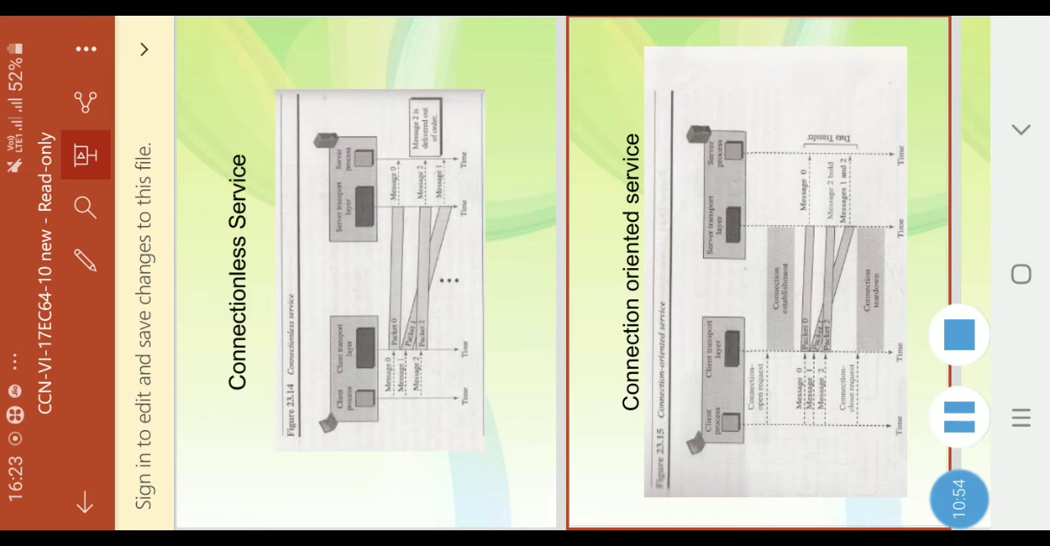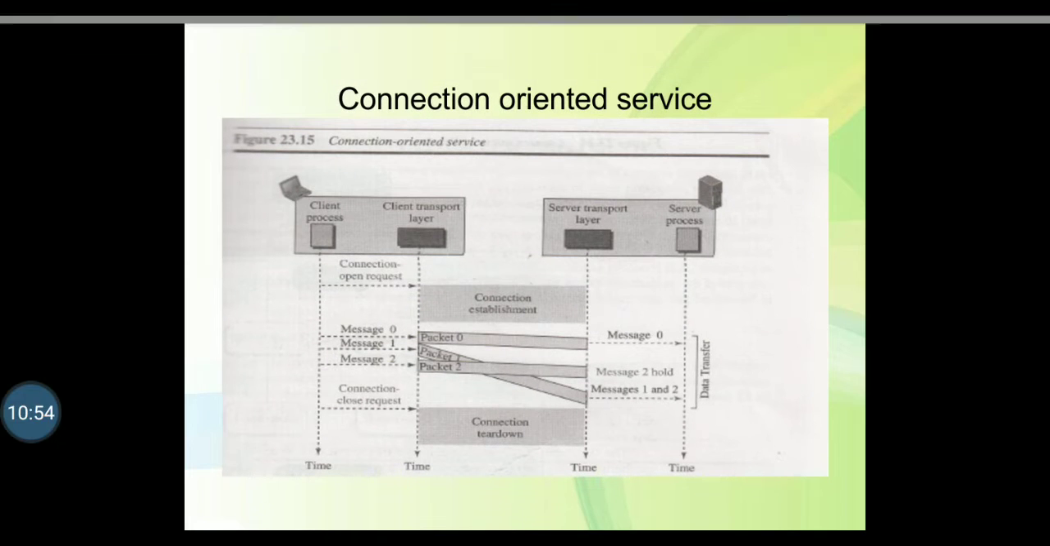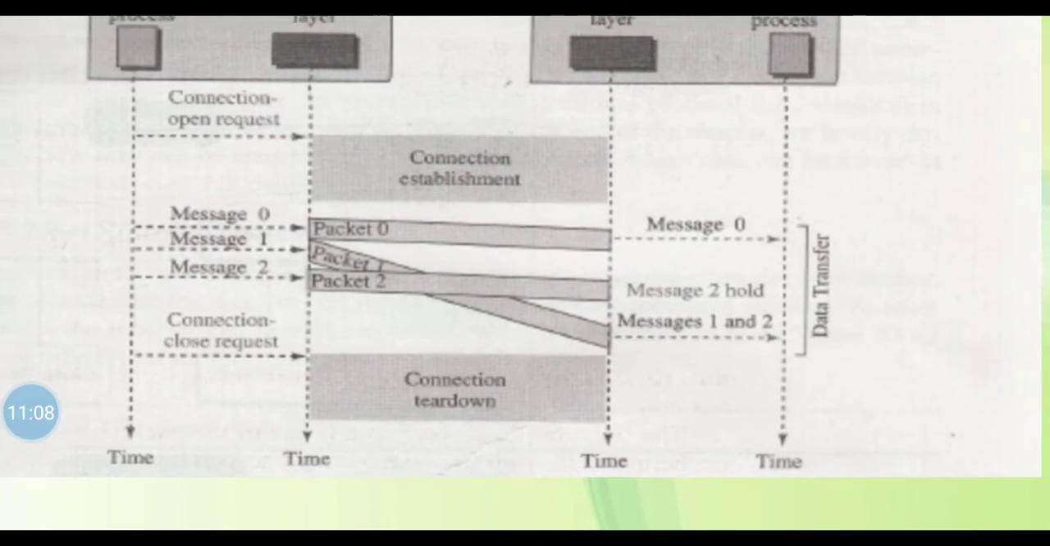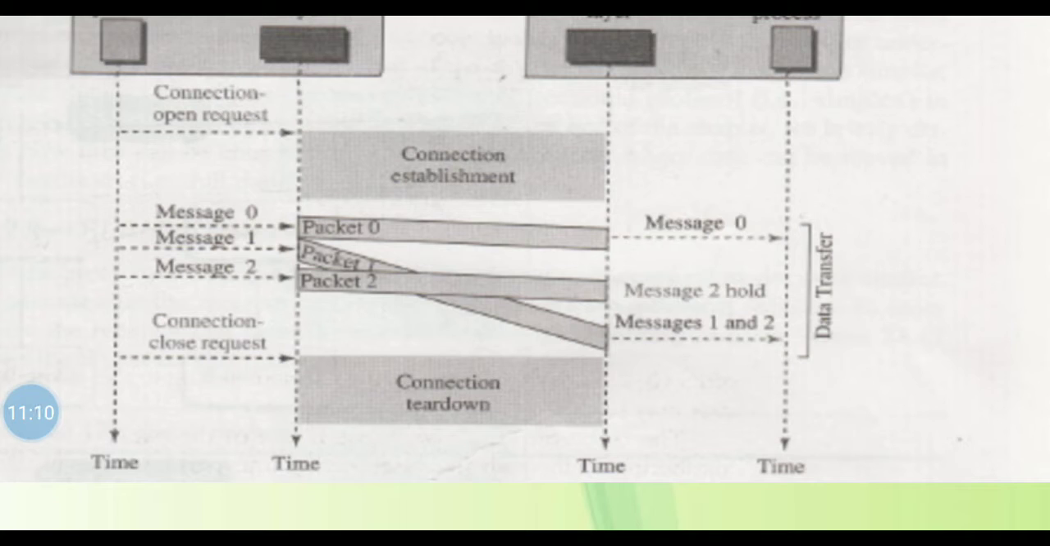Connection oriented service. So this diagram is going to show the connection oriented service. There is a dependency between the packets. The client and server first need to establish a logical connection between themselves in the case of connection oriented service. The data exchange can only happen after the connection establishment. After data exchange, the connection needs to be torn down.